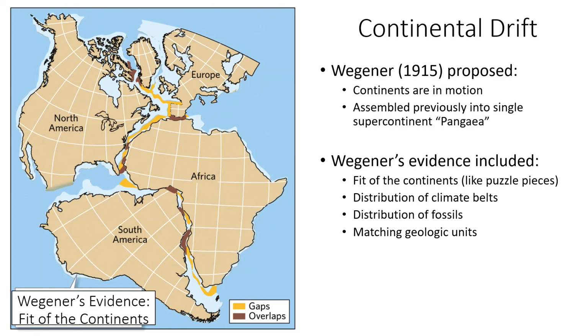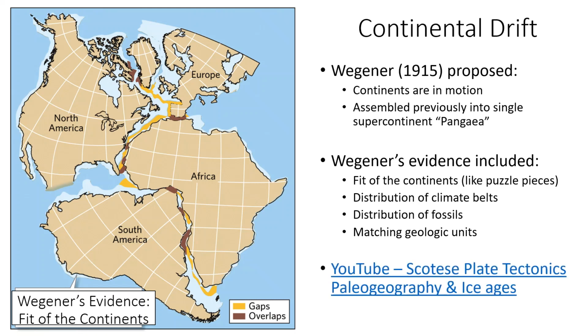He also had evidence of the distribution of climate belts between continents, distribution of fossils, and matching geologic units, and we'll discuss each of these. We won't have time in the video, but I encourage you to go to YouTube and watch this video by Christopher Scotese on plate tectonics, paleogeography, and ice ages. This goes over the past 500 million years, I believe, and shows you the formation and breakup of the Pangaea supercontinent.